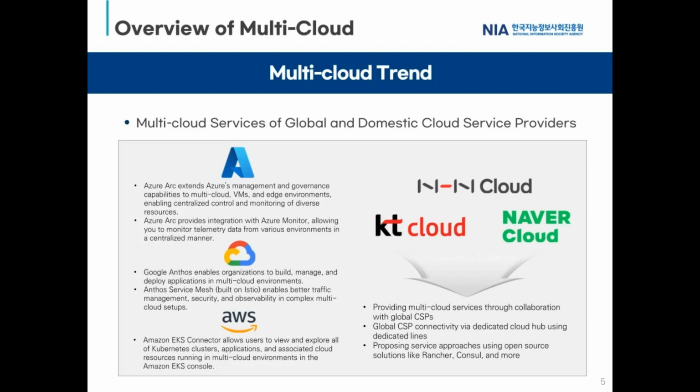Domestic cloud service providers are also actively responding to multi-cloud demands. KD has partnered with Microsoft and Oracle Cloud to provide multi-cloud services. NHN offers a Cloud Hub platform as a multi-cloud service, and nCloud continually updates services and materials related to multi-cloud through the Rancher open source platform.